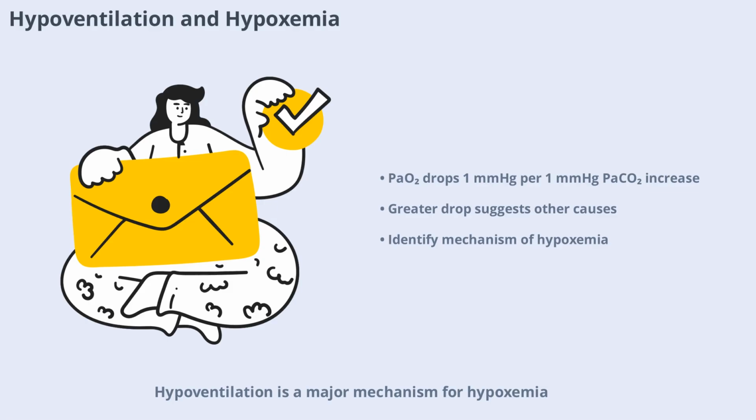Hypoventilation is a major mechanism for hypoxemia. If hypoventilation is the cause, PaO2 should decrease by 1 mmHg for every 1 mmHg increase in PaCO2. If PaO2 decreases more, other causes such as ventilation-perfusion mismatch, shunt, or diffusion impairment may be present. This rule helps distinguish between simple hypoventilation and complex lung pathology.